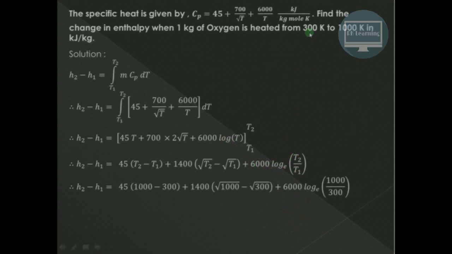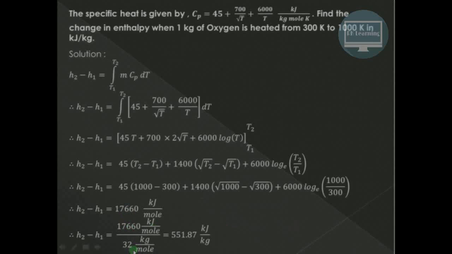The initial value of the temperature T1 is 300 Kelvin and final value of the temperature is 1000 Kelvin. So T2 is 1000 and T1 is 300. The value that we will get over here will be in kilojoule per mole, because the mass is 1 kg and temperature is in Kelvin. So the value that we will get over here for this m Cp delta T will be in terms of kilojoule per mole. Now we want the value in terms of kilojoule per kg.